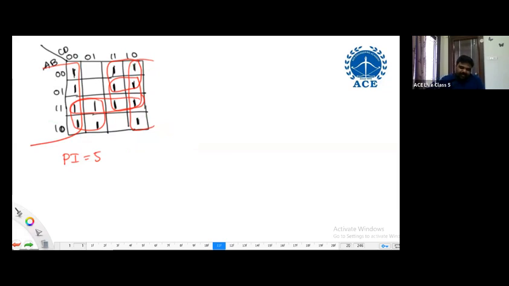Manikanta, wait. First, let me complete SOP minimal. Then we are going for POS minimal. Why are you in a hurry, Manikanta? Right, wait. I will discuss. So what we are saying here is, if you are talking about this grouping or whatever, all these are prime implicant groupings. No doubt in that. Bhavani, I think you only write that corner grouping, right? Yes.